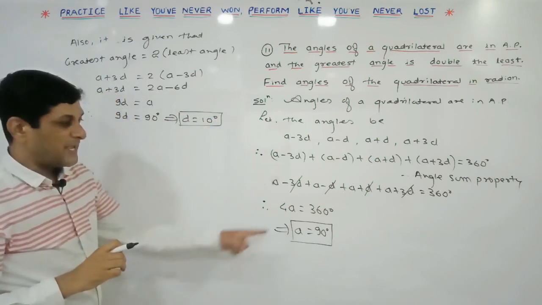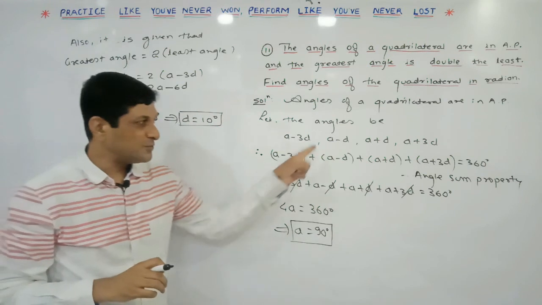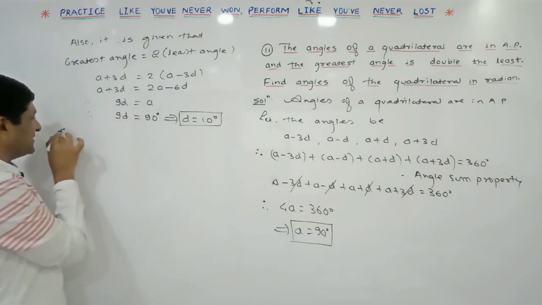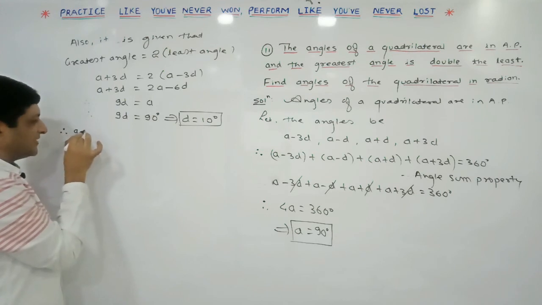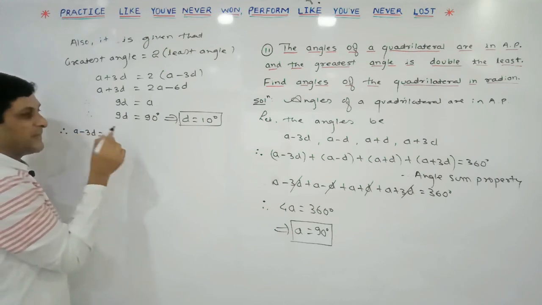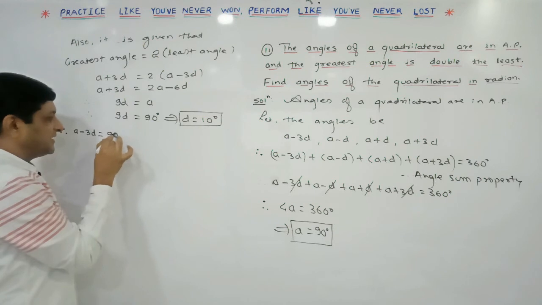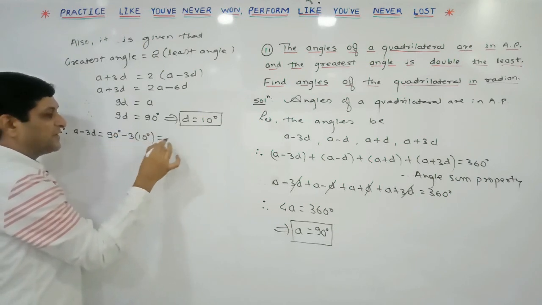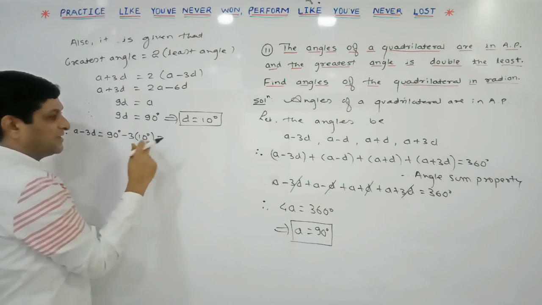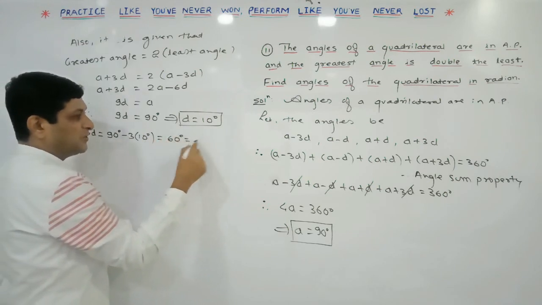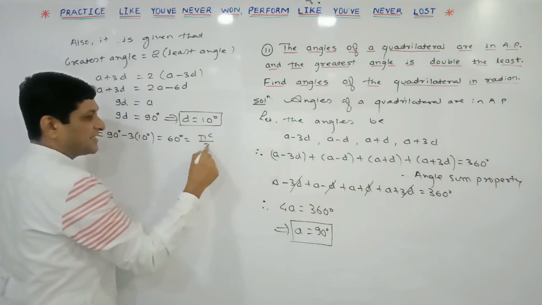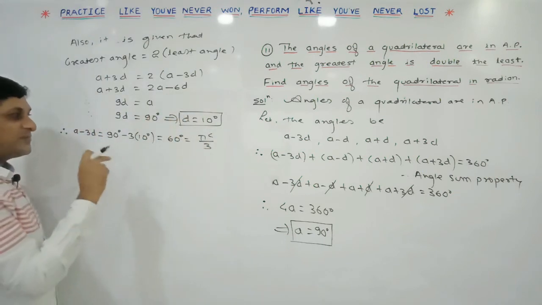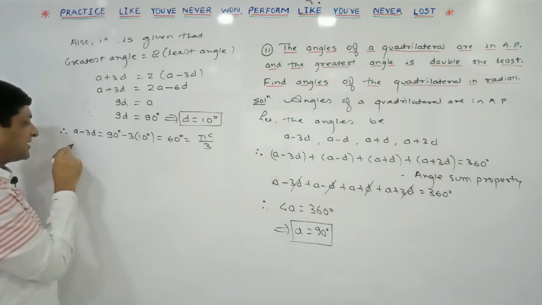Once the values of A and D are known to us, we are able to find our required 4 angles. The first angle is A minus 3D, which is equal to, replacing A by its value 90 degrees minus 3D, D by its value 10 degrees. Let us simplify it. 90 minus 30 will be equal to 60, and we know that 60 degrees in terms of radian is pi by 3, because the question is to find these angles in radian. So the first angle we have got in terms of radian.